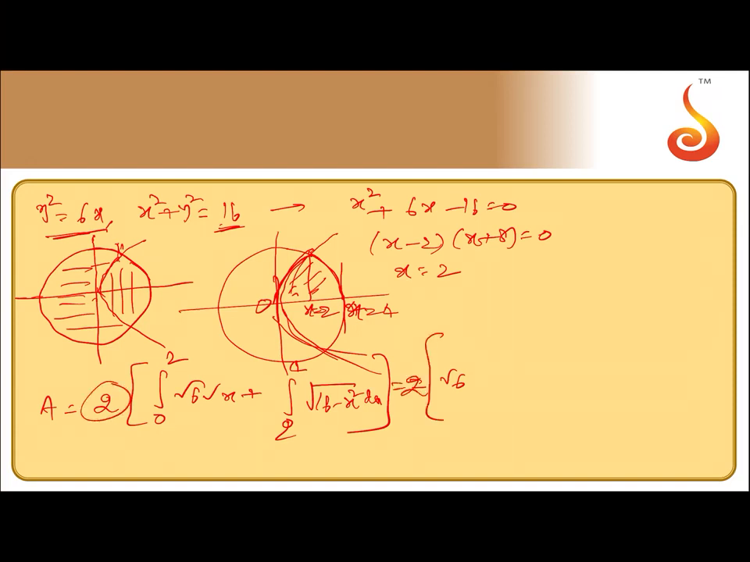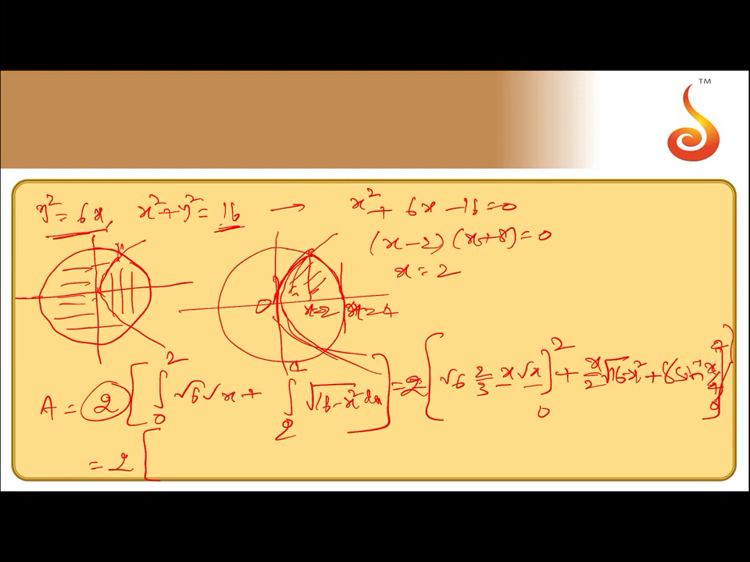So we'll see that twice of root 6 multiplied by 2 by 3 x root x limits from 0 to 2, plus x by 2 multiplied by root of 16 minus x square plus a square by 2, that is nothing but 8 sine inverse x by a. So therefore x by 4 limits from 0 to 4. Overall, this is answered. That is equal to twice of the calculations of 2 when you substitute. It is 2 by 3 multiplied by 2 into root 2. So therefore root 6, root 3.